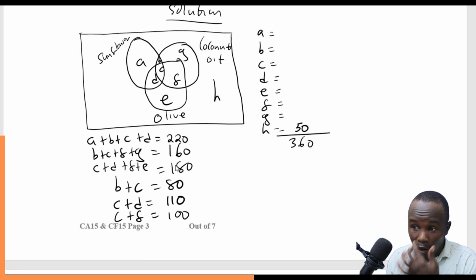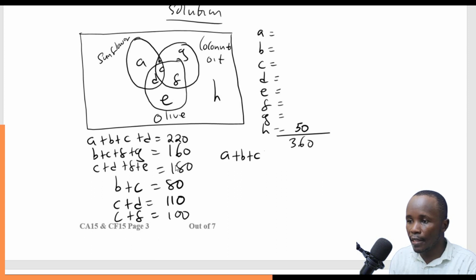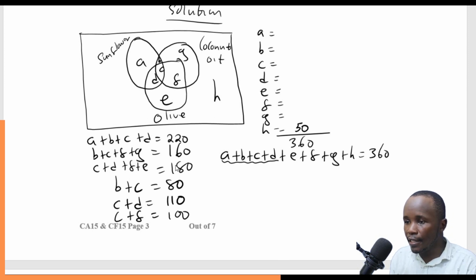Now, let's work out the values. Our interest here is to work out these values and get A. If you see, A, B, C, D is 220. But we know the total. If I take A plus B plus C plus D plus E plus F plus G plus H, they should give me 360. A, B, C, D is 220. Is that okay?